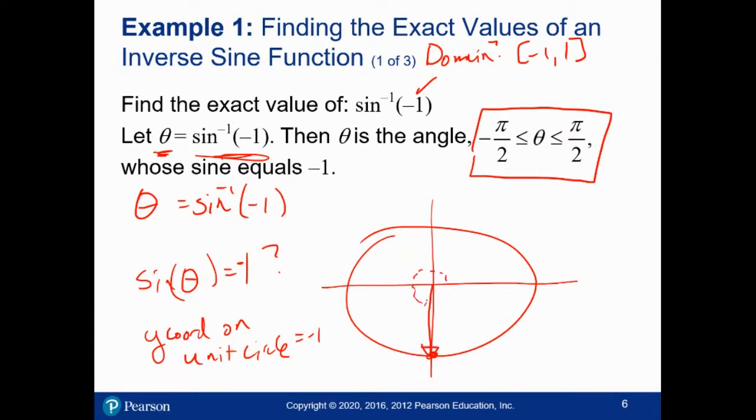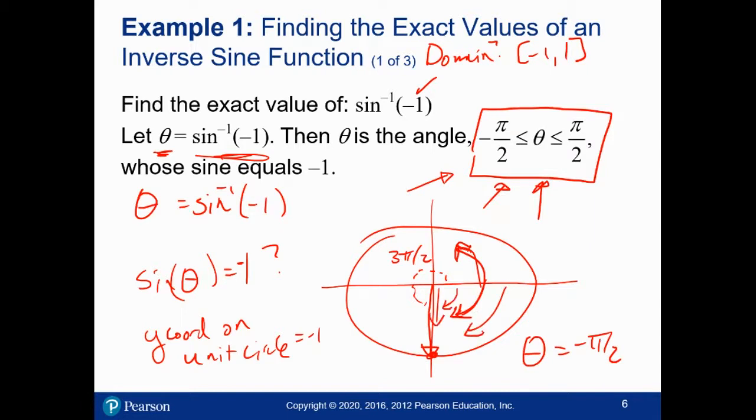What's the angle that points straight down? Well, we could do, for example, 3 pi over 2, but that's not a legit answer here, because looking back up towards the top, the only angles we're going to consider are between -pi over 2 and pi over 2. What angle points to the point on the unit circle whose y-coordinate is -1? -pi over 2. Pointing straight down, the angle is -pi over 2.